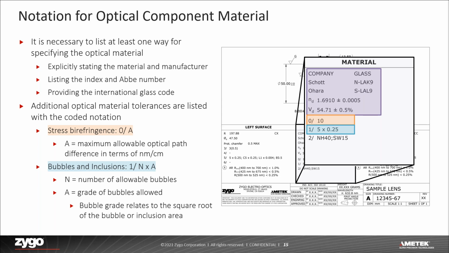The 1/ is for the bubbles and inclusions. Stating the bubbles and inclusions is done with the number of allowed bubbles or inclusions and their allowable grade. The grade for a bubble or inclusion is related to the square root of the bubble area. On this drawing, 5 bubbles or inclusions of a grade 0.25 are allowed.